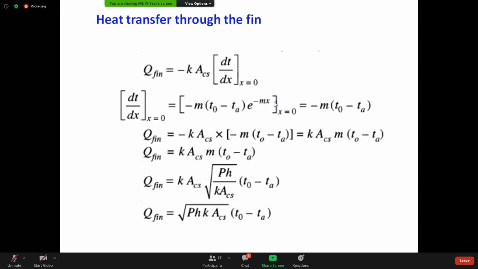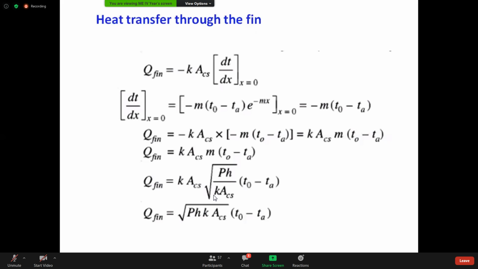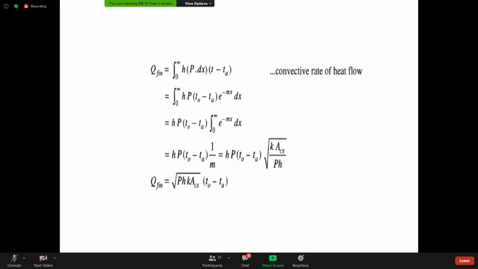See here, the step is not given, but it has been directly differentiated. After differentiating with respect to x, the e power minus infinity becomes 0, and with this simple differentiation, substitute x is equal to 0. Why x is equal to 0? Because the conduction is from the base. That is the reason we have to take x is equal to 0. In another way, using the convective rate of flow, this method also gives the same result: root over hPk into T naught minus T infinity. This is the infinitely long case.